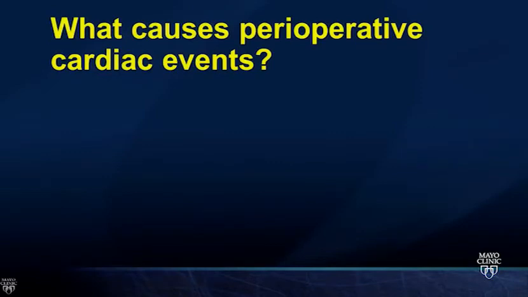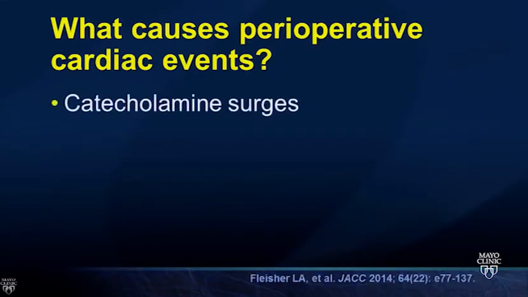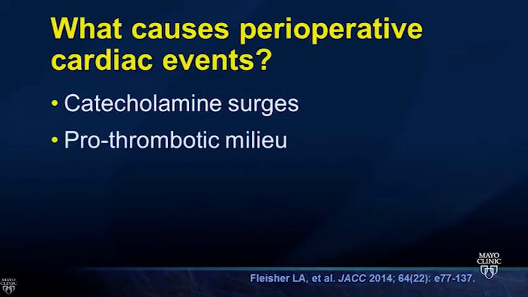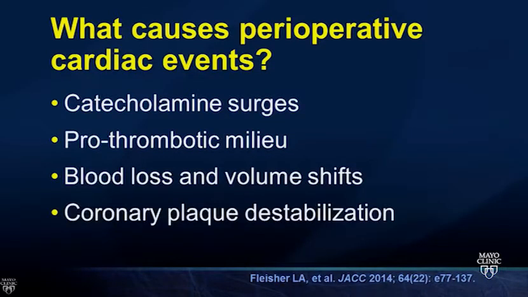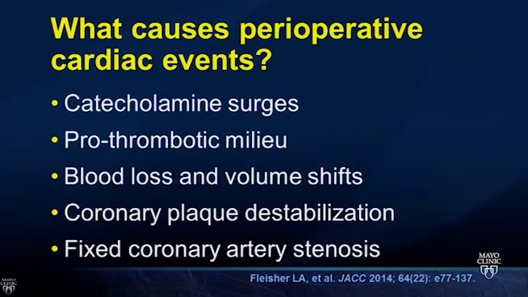Let's take a step back for a moment and talk about perioperative cardiac events. They can be caused by any number of things. They can be caused by catecholamine surges at the time of the operation, the prothrombotic milieu that non-cardiac surgery may induce, blood loss, volume shifts, coronary plaque destabilization, and then fixed coronary artery stenoses causing supply and demand mismatch. And when we think about stress testing prior to non-cardiac surgery, stress testing will only help us predict the impact of these fixed coronary artery stenoses. A lot of these other factors are much less predictable.